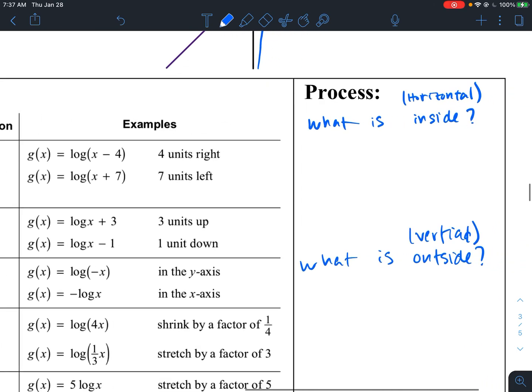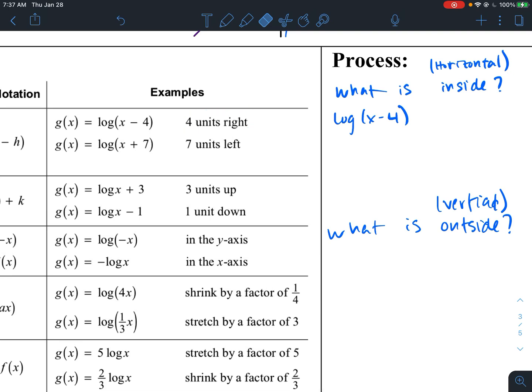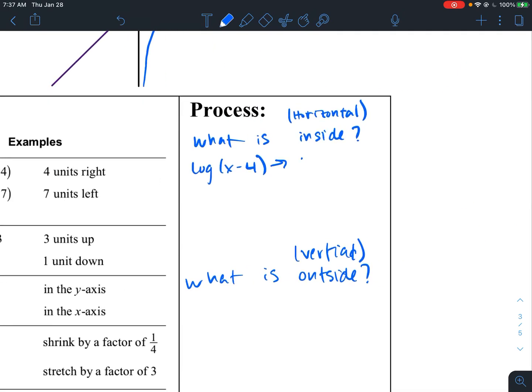So in these cases right here, the log of x minus 4, this is inside, so this is a horizontal movement to the right 4 units. Okay? And this is addition, so this is a translation. But then you could also have log of negative x, so being multiplied by negative is a reflection over the y-axis.